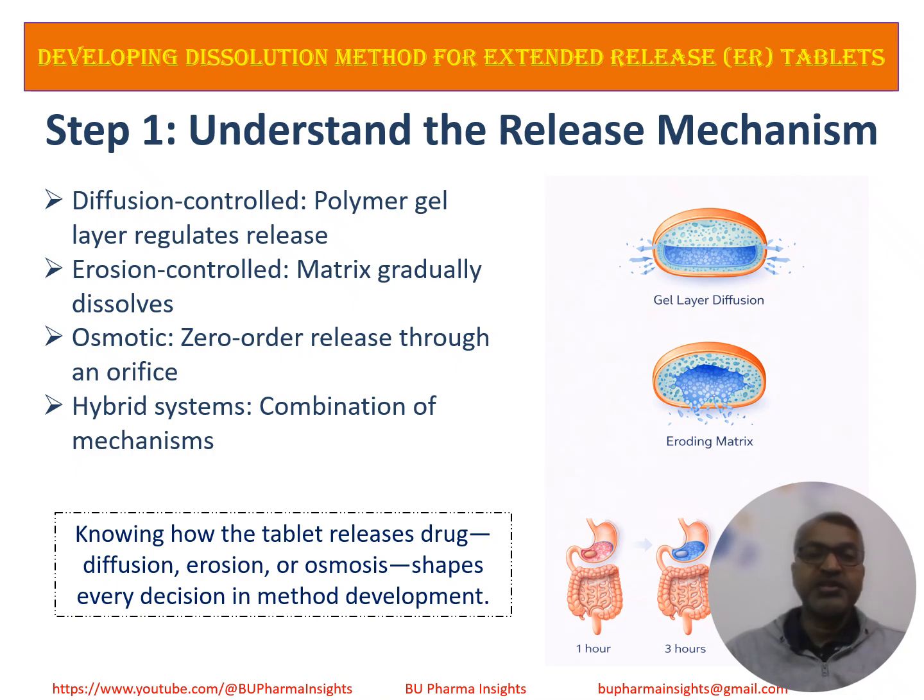Diffusion control systems form a polymer gel layer that regulates release. Erosion control systems release drug as the matrix gradually dissolves, often in a pH dependent manner. Osmotic systems deliver drug at near zero order release through a small orifice. Hybrid systems combine two or more mechanisms. Because of this, hydrophilic matrices, osmotic pumps, and erosion type tablets cannot be tested the same way.